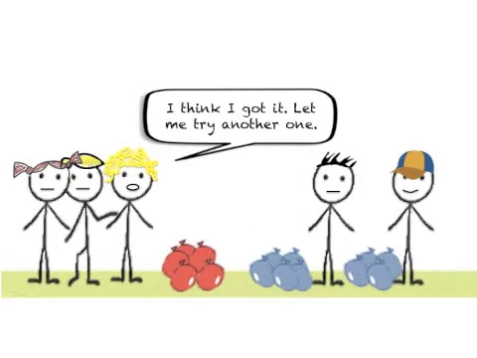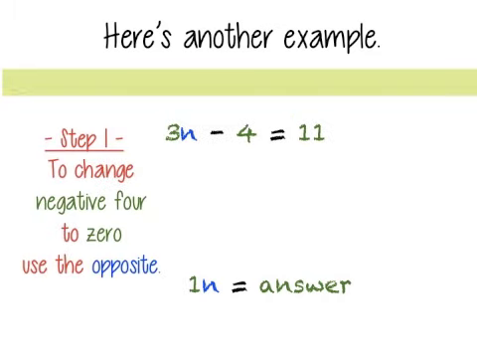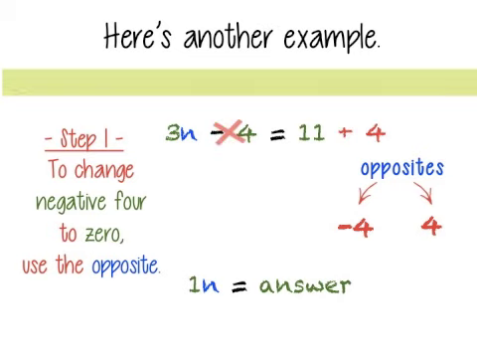I think I got it. Let me try another one. 3n subtract 4 is equal to 11. Step 1 will change the negative 4 to 0. Step 2 will change the 3 to 1. To change the negative 4 to 0, use the opposite. The opposite is positive 4.